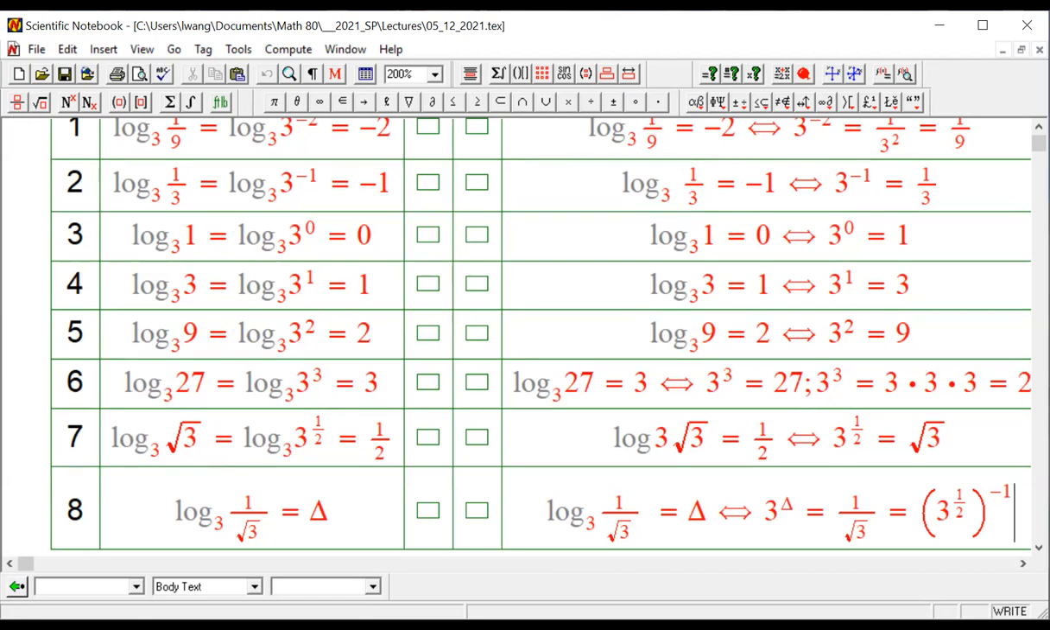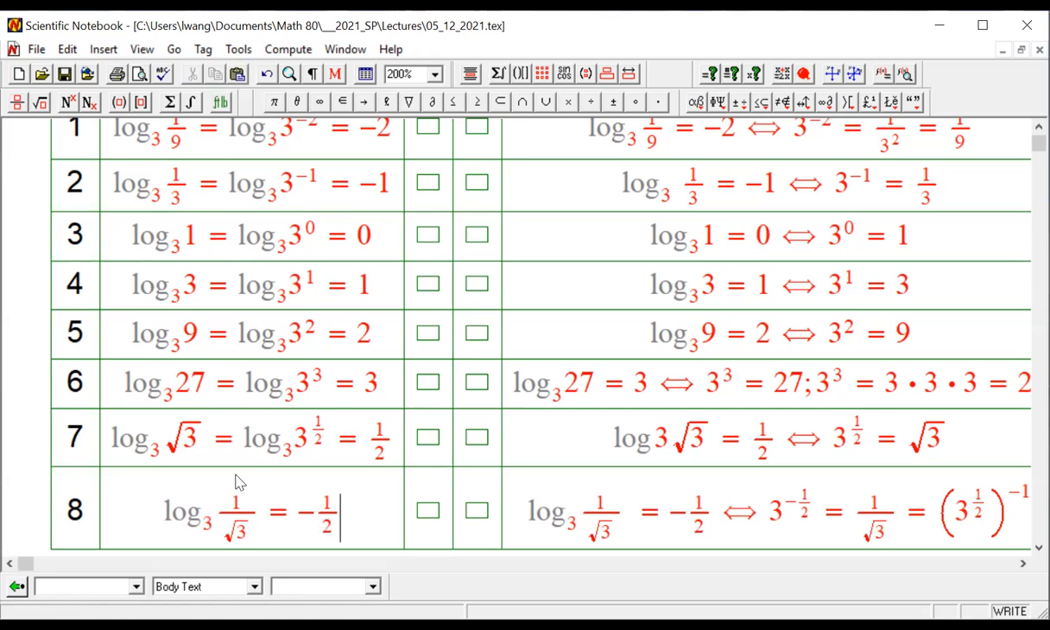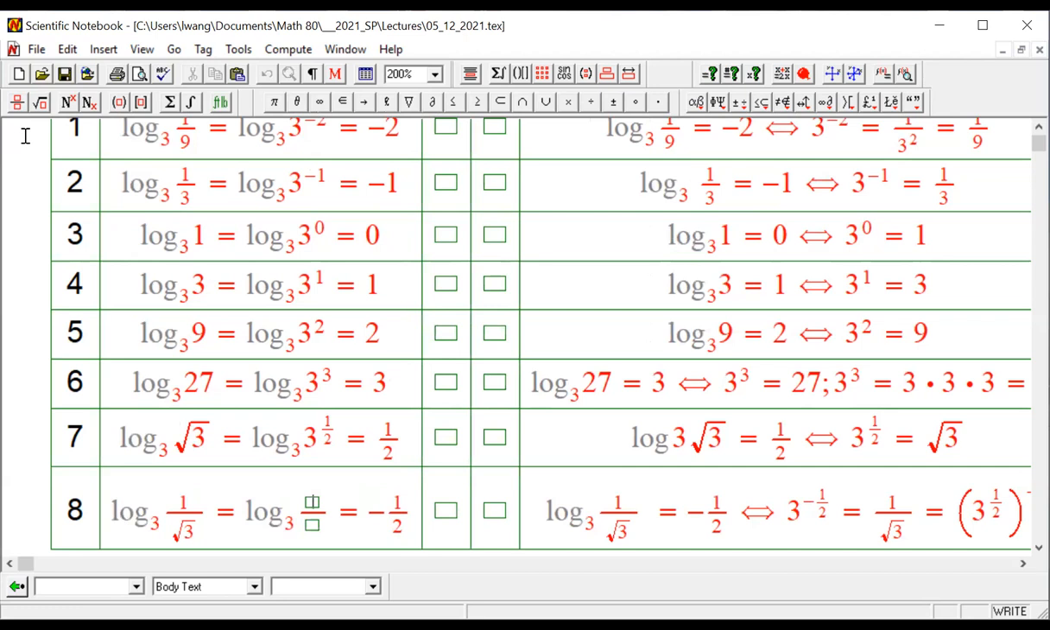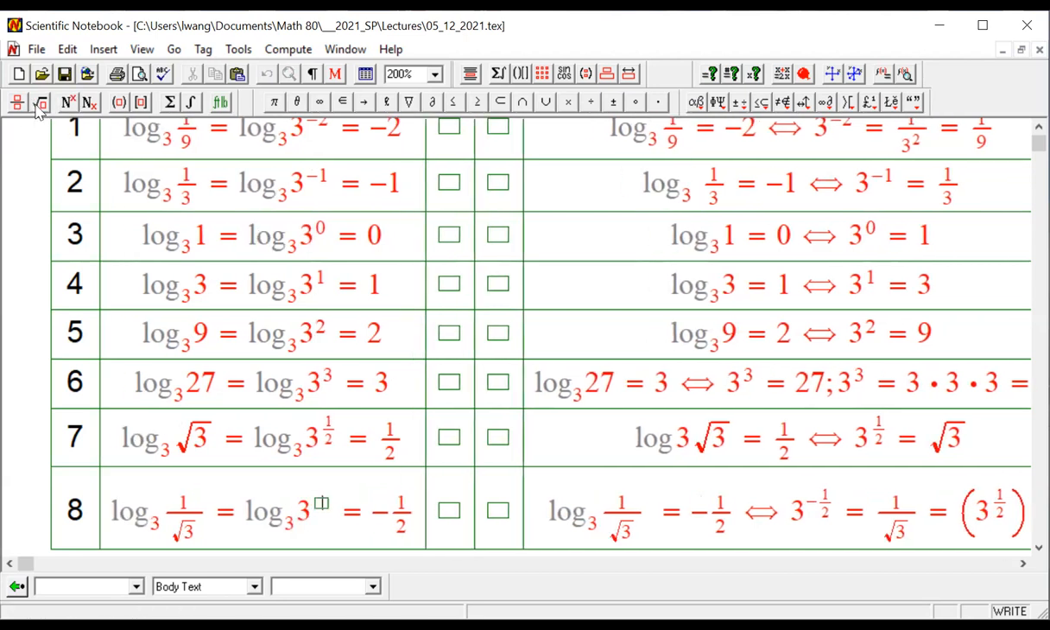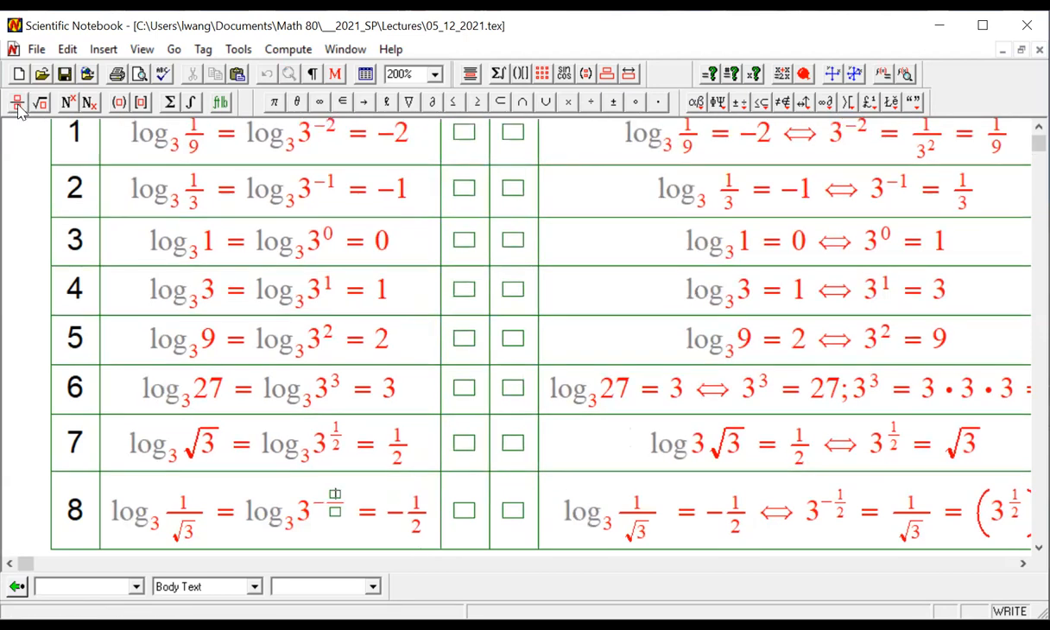So you multiply these two exponents, -1 multiplied by that. And what would that be? -2/2, right? And so that triangle is -1/2, this triangle is -1/2, and that triangle is going to be -1/2. And of course, we can combine them into this form, 3 raised to the power of -1/2.